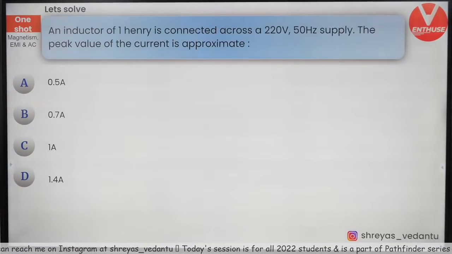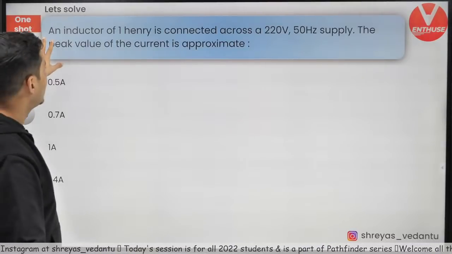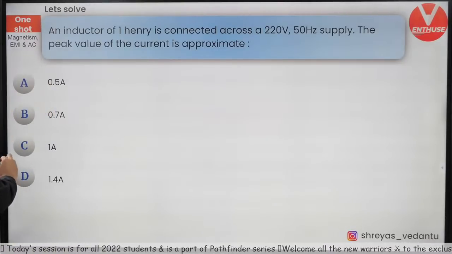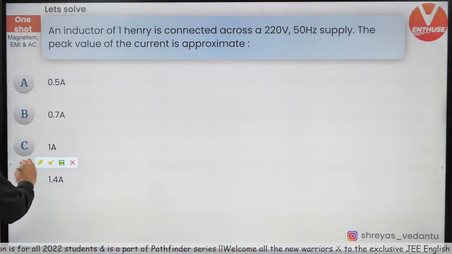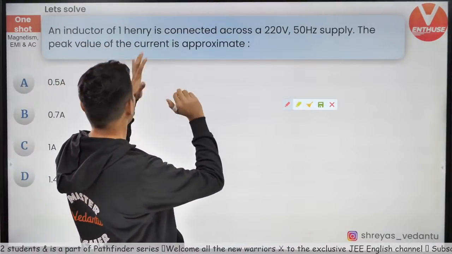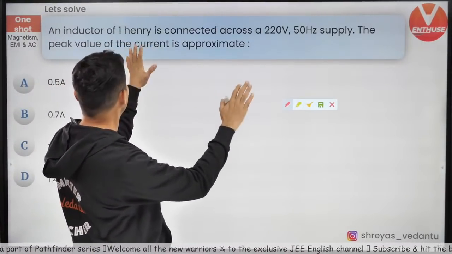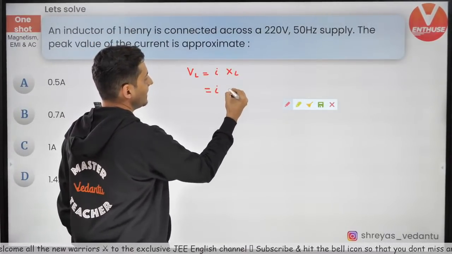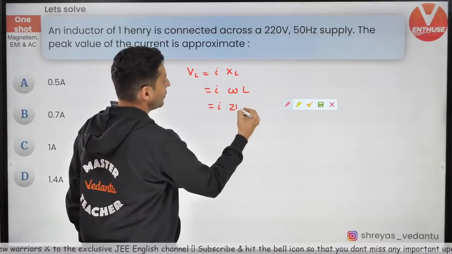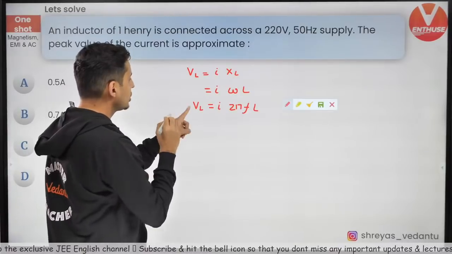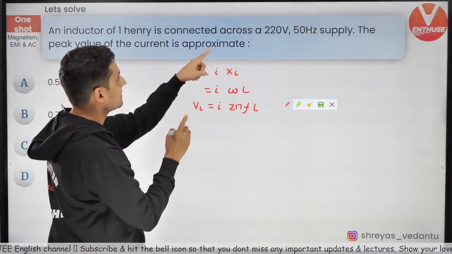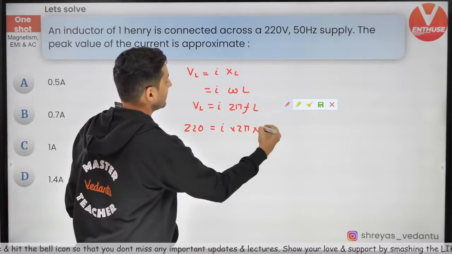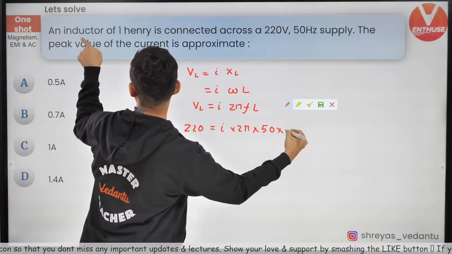Here it is. We have an inductor of 1 Henry connected across a 220 volts, 50 hertz supply. The peak value of the current is, figure this out. We have to find the current; voltage is given, frequency is given, inductance is given. VL is I into XL, and XL is omega L. Omega is 2 pi f, so current is asked, voltage is 220, current I don't know, into 2 pi into frequency which is 50 into inductance which is 1.